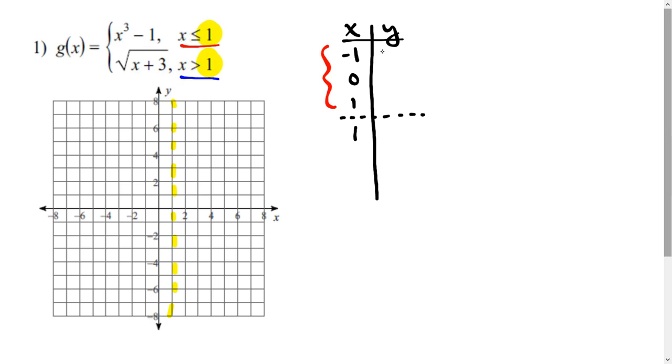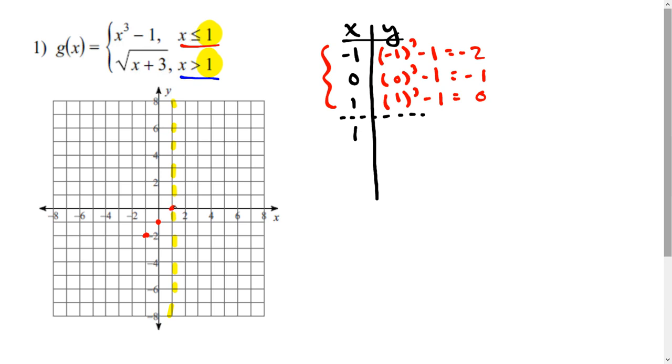If I plug in -1, I have -1 cubed minus 1. Well, -1 cubed is -1, minus 1 is -2. If I plug in 0, I have 0 cubed minus 1. Well, 0 cubed is 0, minus 1 is -1. If I plug in 1, I have 1 cubed, which is 1, minus 1 is 0. So those are 3 points that I can plot. I can plot -1, -2. I can also plot 0, -1, and then because x is less than or equal to 1, I can include this point and do 1, 0.